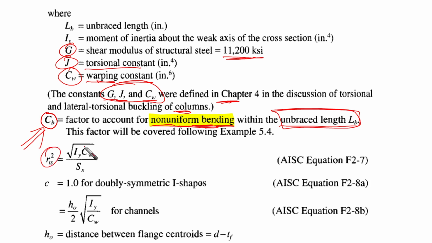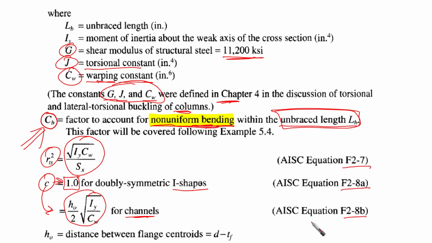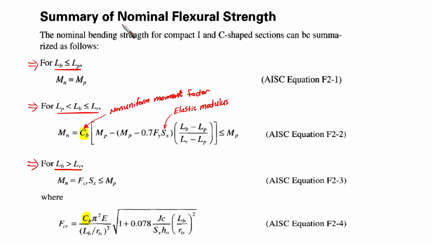RTS squared is related to three main parameters: IY, C warping, which is the warping constant, and the elastic section modulus. We take C as 1 for I shapes, or use this equation for channels, and you can find them in these equations in AISC. H naught is the distance between flange centroids, D minus DF. Okay, this is what you are going to do. The summary of the nominal flexural strength for compact sections. I'm talking about compact sections. Remember that we are talking about compact sections.